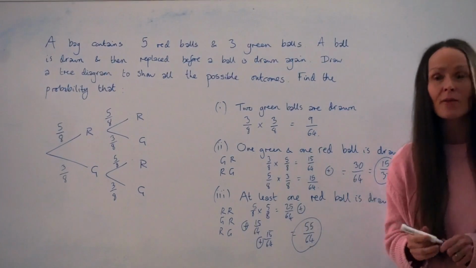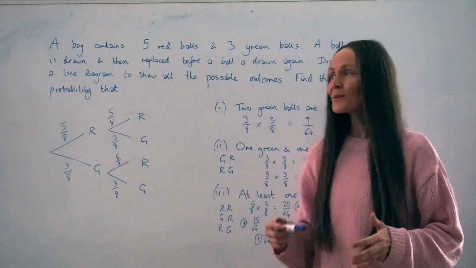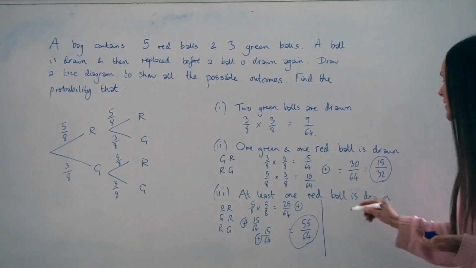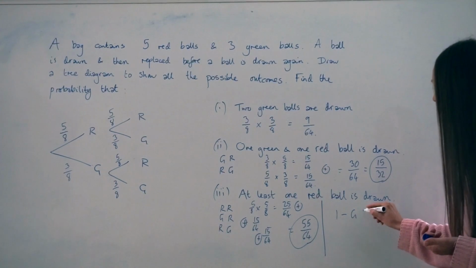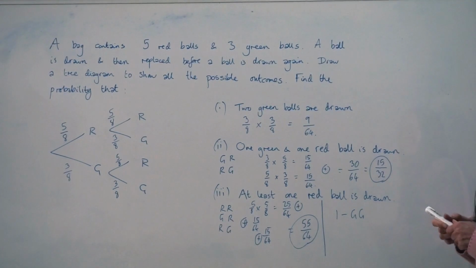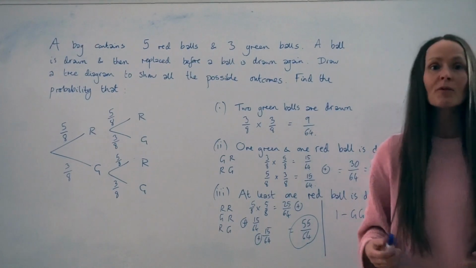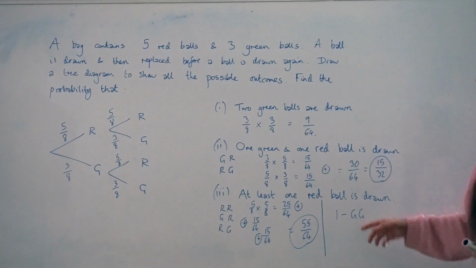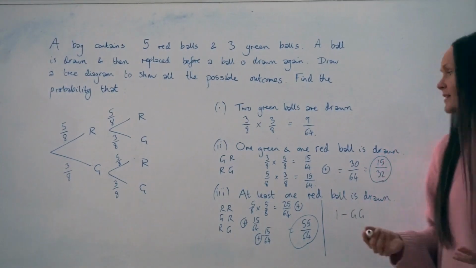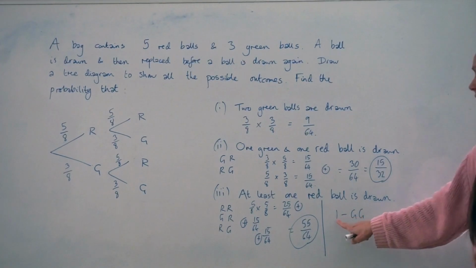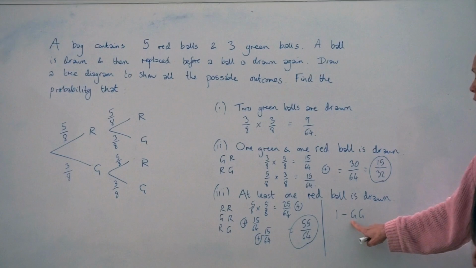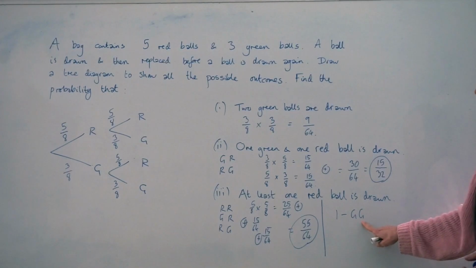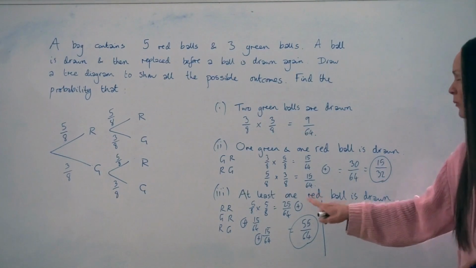And now I'm just going to show you another method which I think is a little bit quicker. Another way to find the probability that at least one red ball is drawn would be to subtract from the number 1 the probability of a green ball followed by a green ball. The reason I'm using the number 1 is because the sum of probabilities always equals 1. And a green followed by a green is the only scenario which doesn't include a red. So what we're doing is subtracting from the sum of probabilities the only scenario that doesn't have a red ball.